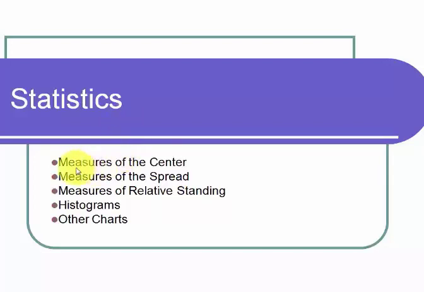So we'll start out with measures of the center. That'll be the mean and the median and the mode. Then we'll look at the measures of the spread. The main one we'll look at is the standard deviation. Then we'll look at measures of relative standing. That's going to be the first quartile and the third quartile and the interquartile range and percentiles.